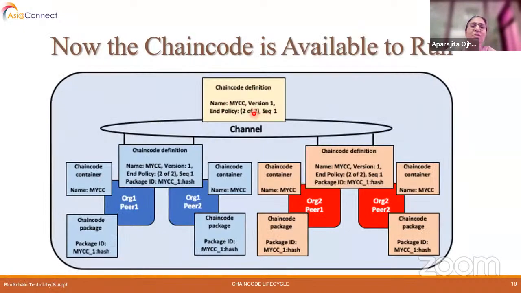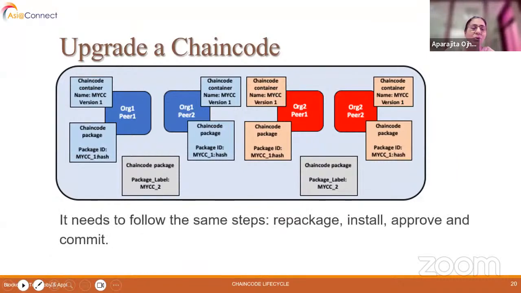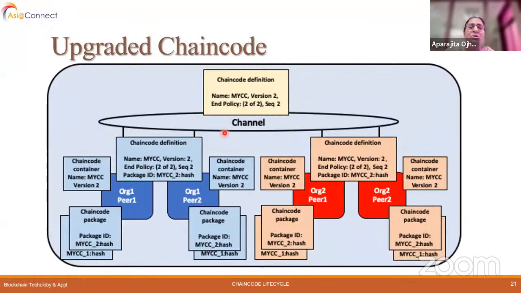So upgraded chain code, now you can see that you have here the chain code definition, my version 1, and you have sequence 1, endorsement policy 2 of 2. This is available. That means both the organizations must agree. Endorsement policy says 2 of 2. And now the chain code is upgraded. So when I say it is version 2, there must be some definition changes in the logic. That was the reason it is there.